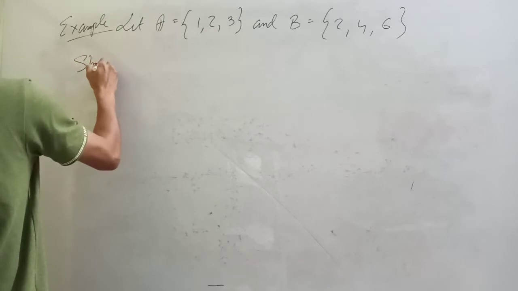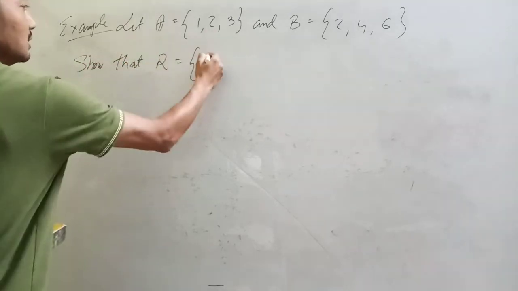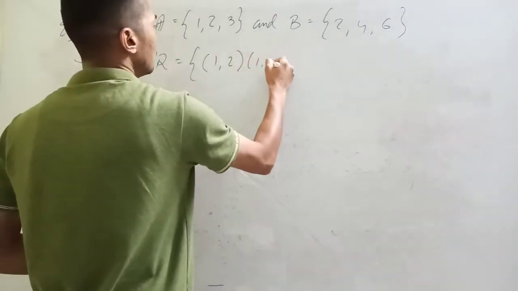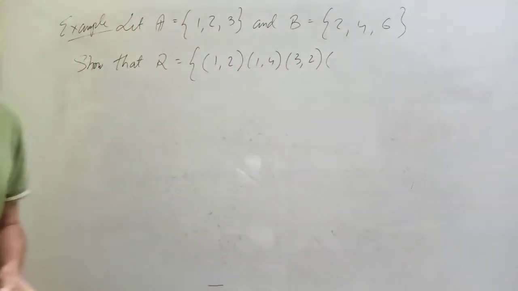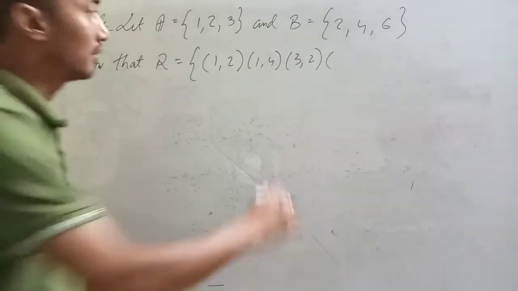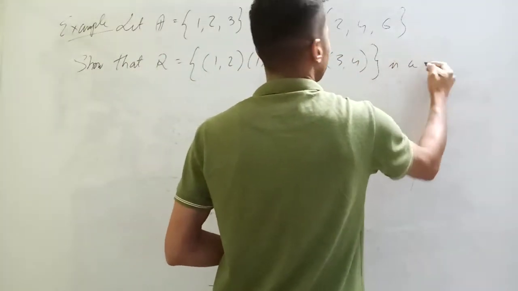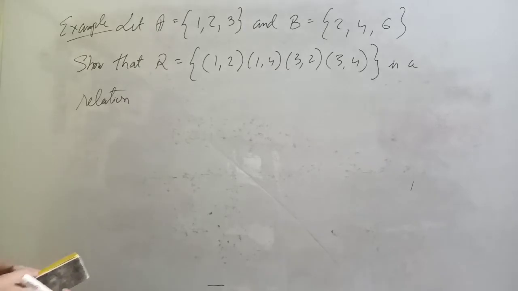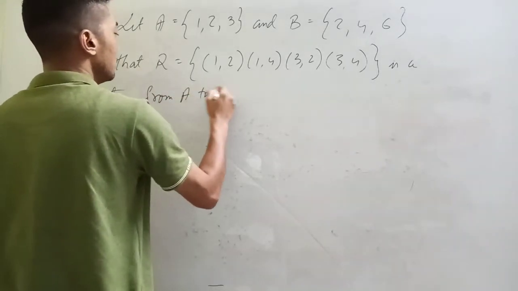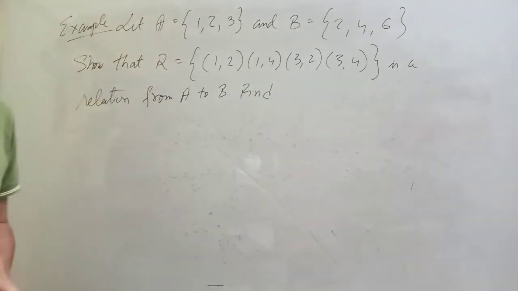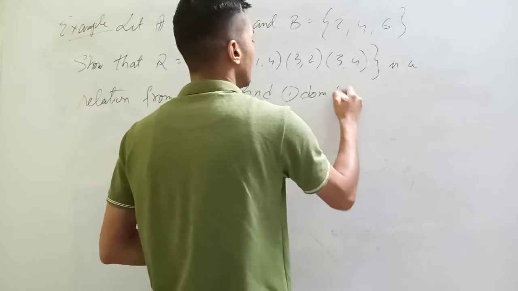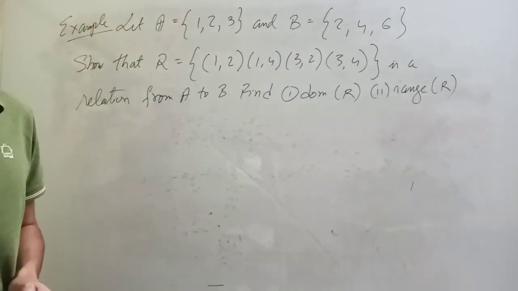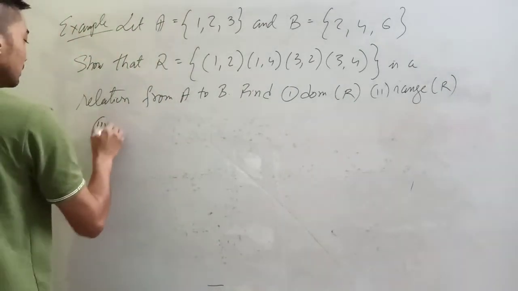Show that the set R, which is given by the set of ordered pairs (1, 2), (1, 4), (3, 2), (3, 4), is a relation from A to B. Find number 1, the domain of R. Number 2, the range of R. Number 3, the codomain.